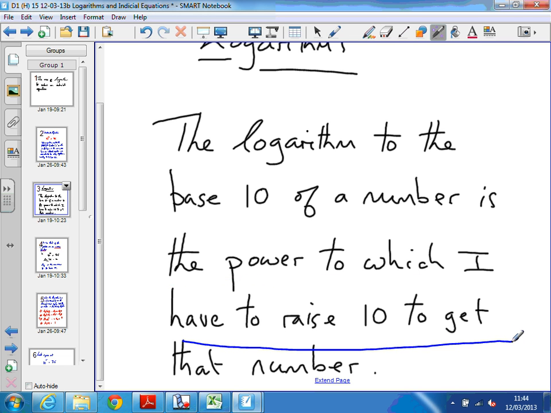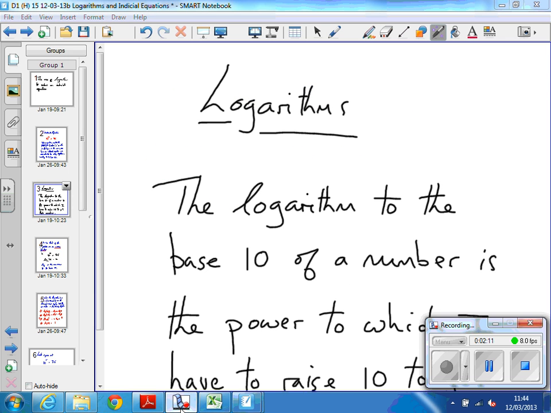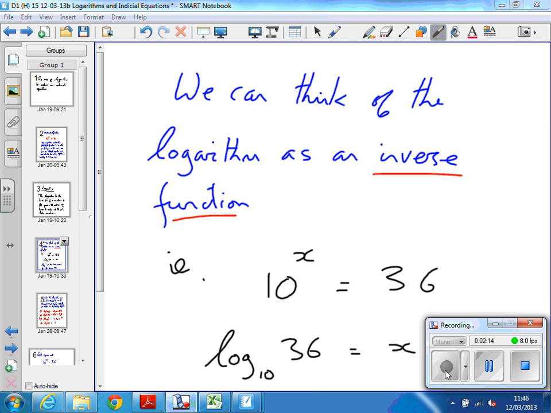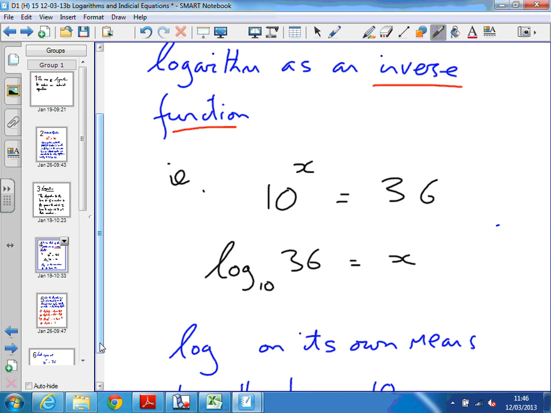And so the easiest way is to look at an example. So we can think of the logarithm almost like an inverse function, to undo to the power something. Look at this example. For example, the one we looked at already, 10 to the x equals 36. What do we do? We find what's called the logarithm of 36, and your calculator has a logarithm button on it. So if I hit logarithm of 36, it will tell me what x is.